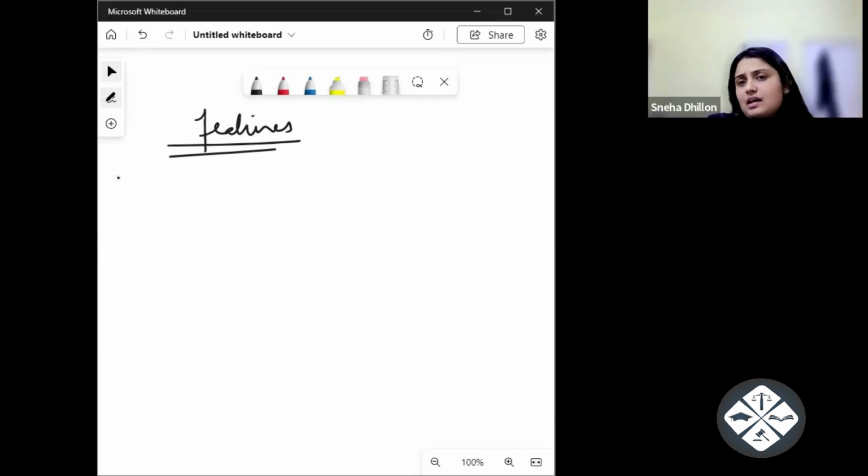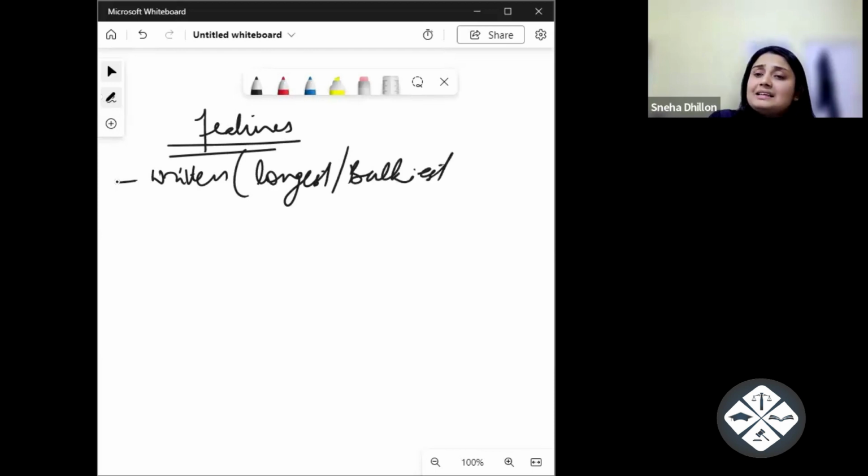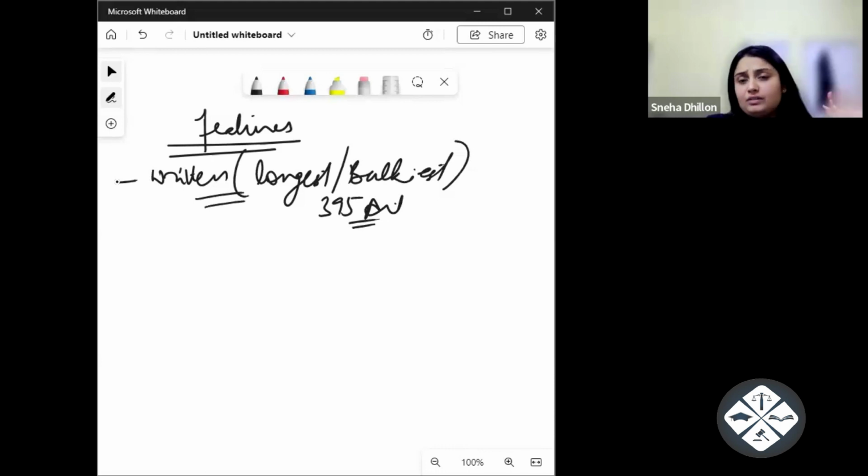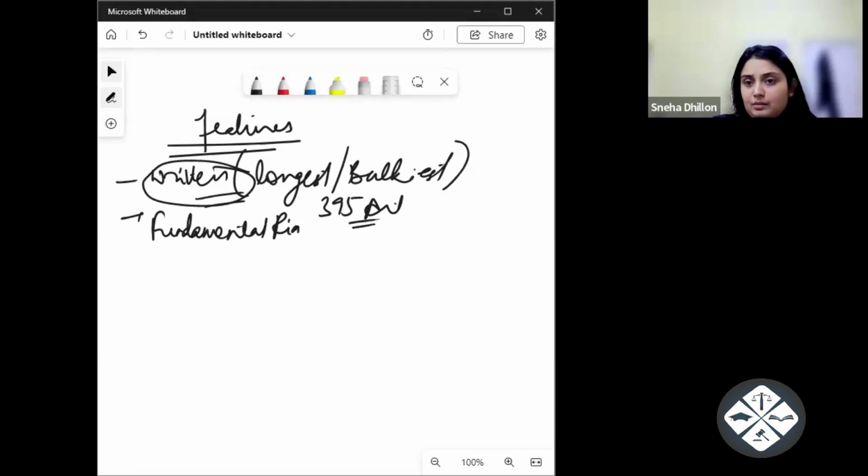First of all, we can start with that it is a written Constitution. It is the longest and the bulkiest. When it was made, it had 395 articles, and it now has 12 schedules and parts in it. So it is the bulkiest and longest written Constitution ever, and the Indian Constitution was handwritten. Then, counting the features, it speaks of fundamental rights.